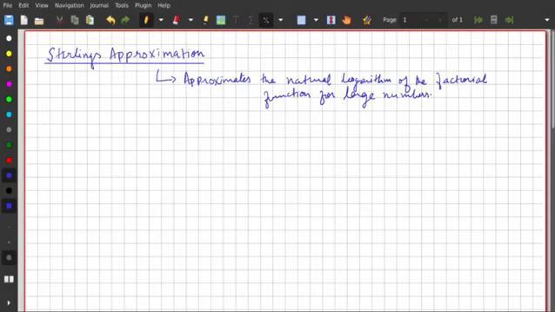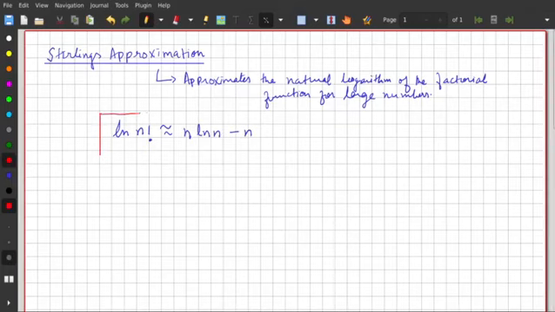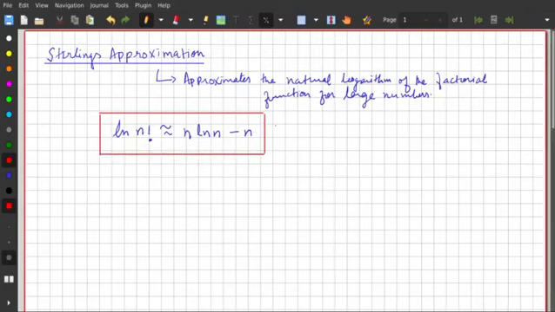Okay, so let me write down the approximation first. What Stirling's approximation says is take the log of n factorial. This is approximately equal to n log n minus n. So this is what Stirling's approximation is all about. This result gets more and more accurate as n becomes larger and larger. So this is valid for n much greater than 1. The result becomes more and more accurate as n tends to infinity, basically.